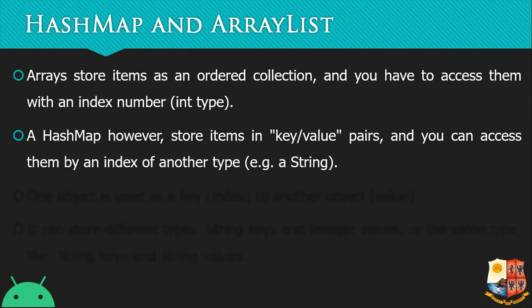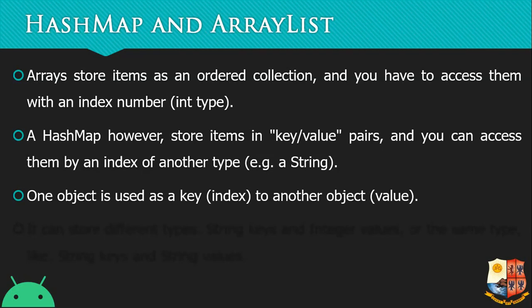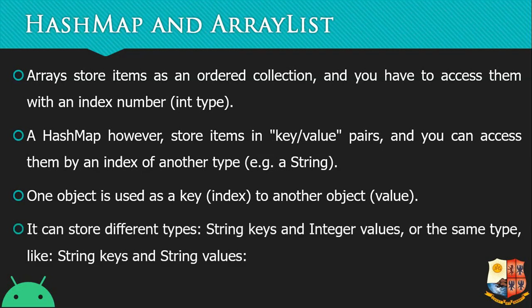All right. So if you take an array list of integer, one item means one number. That's all. If it is an array list of string, one item means one string. That's it. But when it comes to a hash map, one item means one key, one value. You access them by an index of another data type. So one object is used as a key to another object. Key is called index in some places. Some people call it object, or some people call it value. It can store different types. You can store key as a string and the value as a number, or the same type, key as a string as well as value as a string. Possible. Okay, that's a hash map.